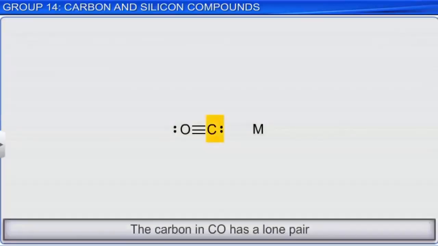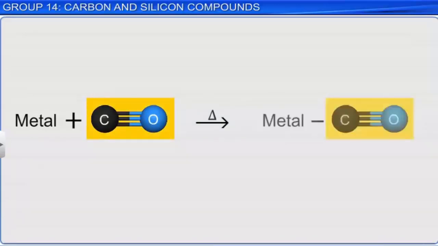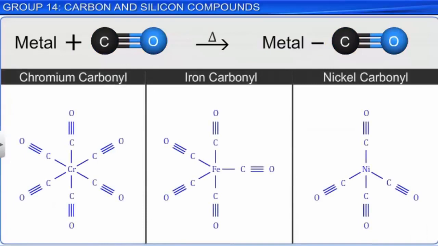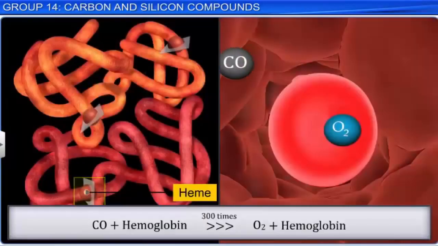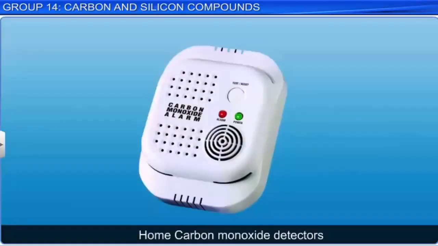Since the carbon in CO has a lone pair, it can act as an electron pair donor. Therefore, carbon monoxide can react with certain metals when heated to form metal carbonyls. Several types of metal carbonyls are illustrated here. It binds to the heme group of hemoglobin 300 times more strongly than oxygen. The hemoglobin molecule is, thus, prevented from transporting oxygen. This can ultimately lead to death if not treated promptly. Home carbon monoxide detectors are available and can be life-saving.